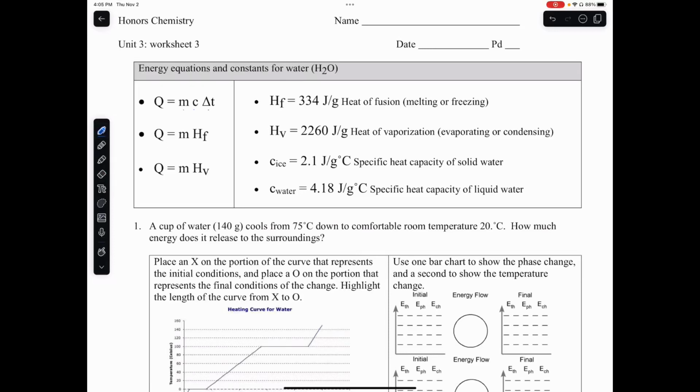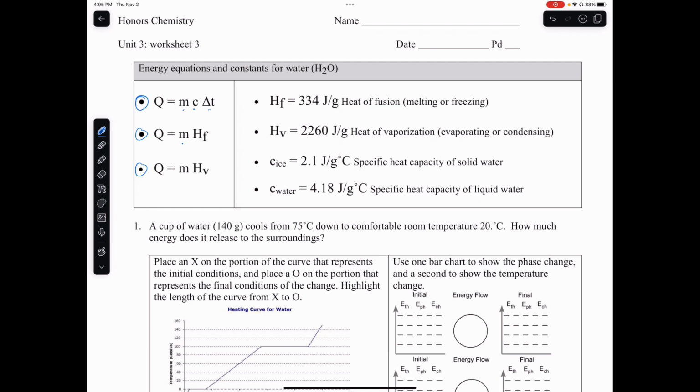Okay, let's take a look at some features for worksheet 3. Here we have an equation for heating or thermal energy exchange based on mass, specific heat and temperature. But then we have two additional equations for heating, and these are just based on mass.